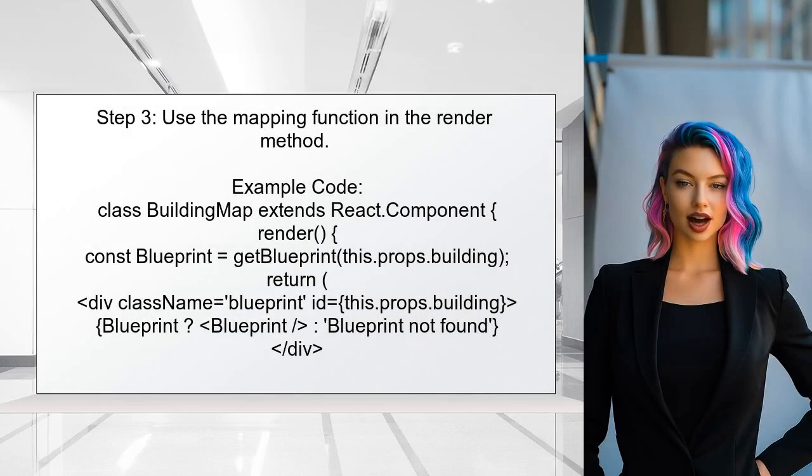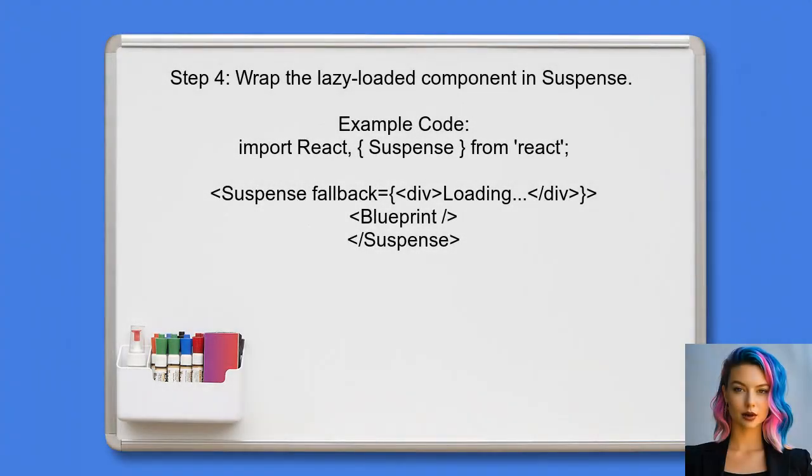Now, the user can use this function inside the render method of the building map component. They will need to call the function with the building prop to get the correct component. Finally, the user should ensure that the lazy loaded components are wrapped in a suspense component to handle loading states. This will provide a better user experience while the component is being loaded.